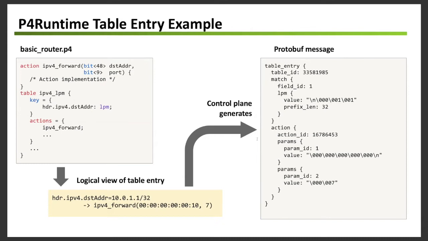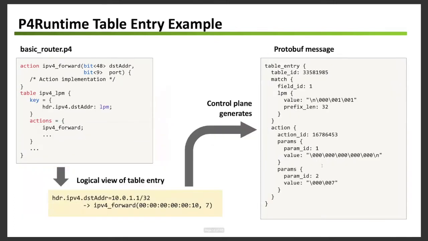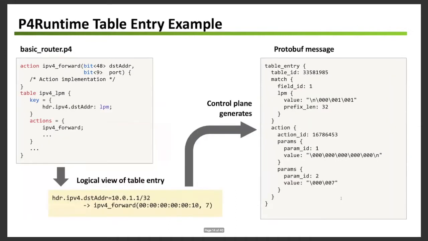When the P4 Runtime server receives that entry, it can validate that it's a correct table entry for the table using the information included in the P4Info message, which I was showing you previously. So as an example, here my table entry includes one match field value. It's a value for an LPM match field, and I can validate that based on the information included in the P4Info here. You can see that for that match field, the match type is indeed LPM. And once again, the bit width information can be used to validate the values provided by the controller.